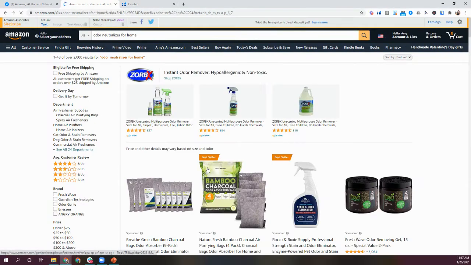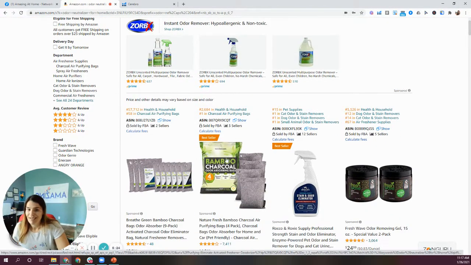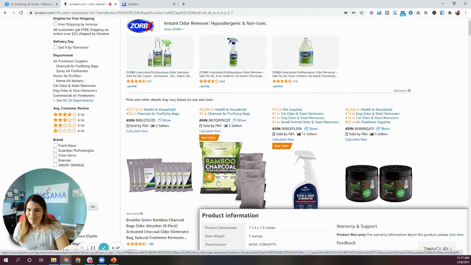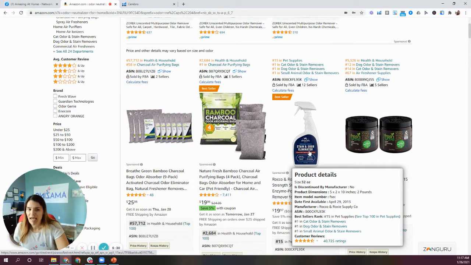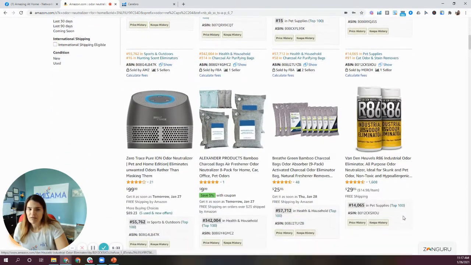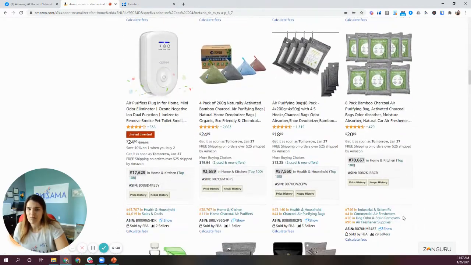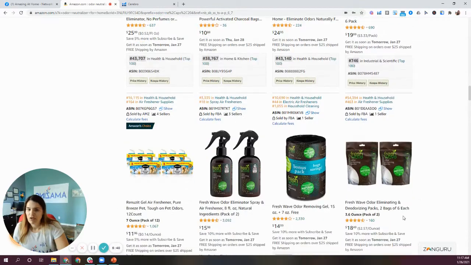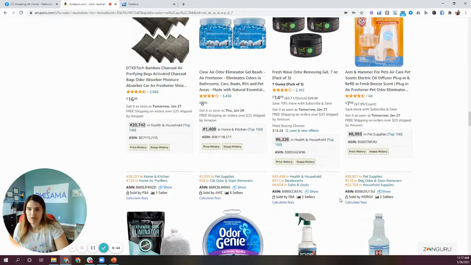It's a little bit more medium tail, right? And now we see, again, our friends over here, the bamboo charcoal bags. We see sponsored ads for pet stain and odor remover, odor removing gels. Look at this, a lot less competition by charcoal bags. So this is one of those keywords that we could definitely rank for.